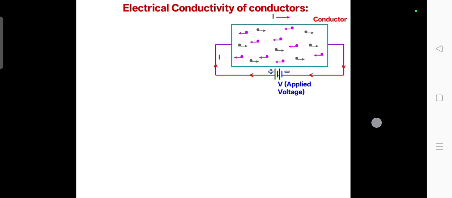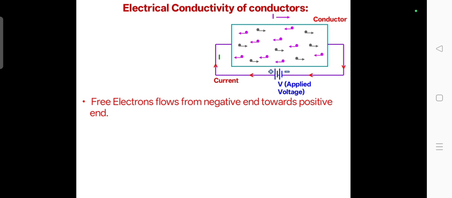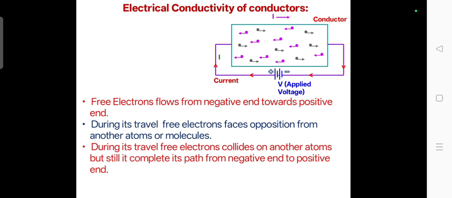Now actually what happens to these charge carriers in the conductor? Let's see that concept to understand the concept of resistance of this substance. These free electrons move from the negative end towards the positive end. During their travel, the free electrons face opposition from other atoms or molecules. So while flowing from the negative terminal to the positive terminal, these electrons face some opposition due to the other atoms or molecules available in the conductor, and during their travel the free electrons collide with the other atoms, and due to that they change their position in the conductor.